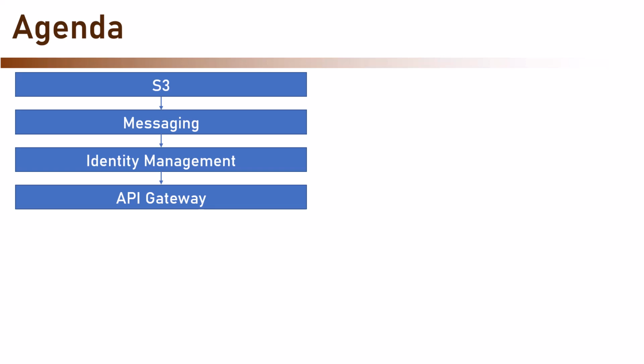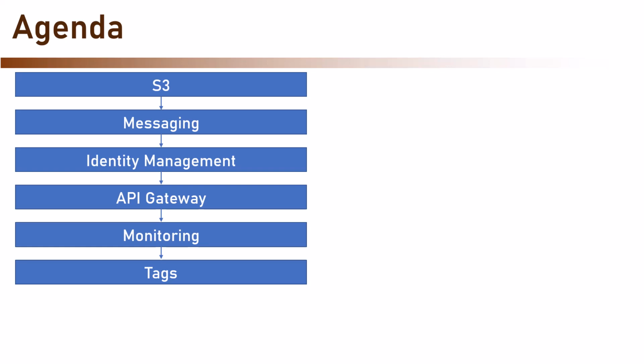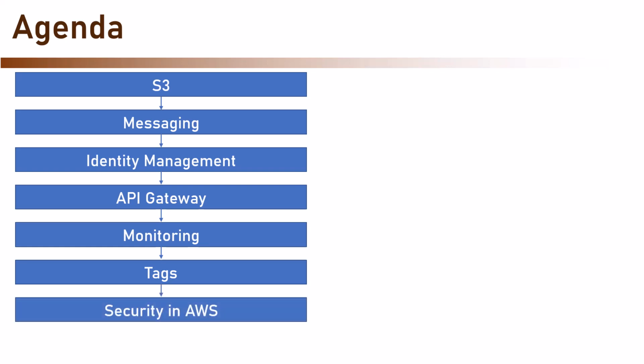Next, we will learn about API Gateway, which helps us expose and secure web APIs that we have in our systems. And after that, we will talk about monitoring, which is extremely important since you always have to know what's going on with the app. And in this section, we will learn how to do that. Next, we will learn about tags, helping us to organize the resources in the cloud in an easy-to-follow way. Then we will discuss security in AWS and learn some best practices to secure the resources we deployed.